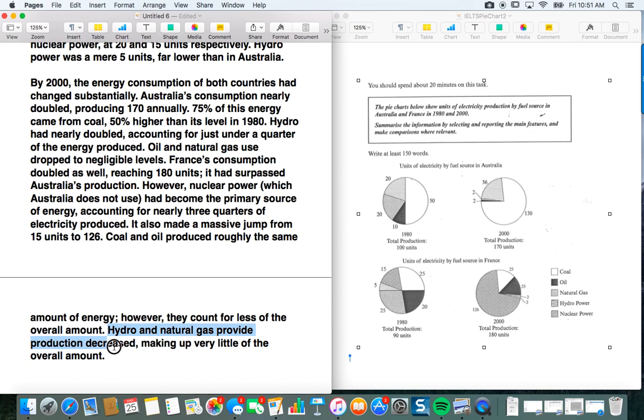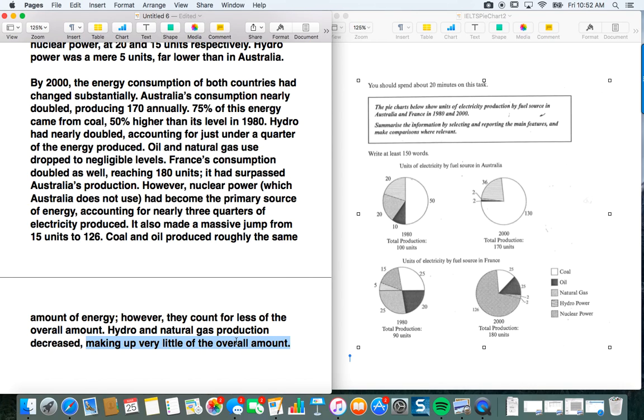Hydro and natural gas provide, let's just change that. Their production decreased, making up very little of the overall amount. All right, so again, I'm not going to go into detail. 2 is not worth mentioning.